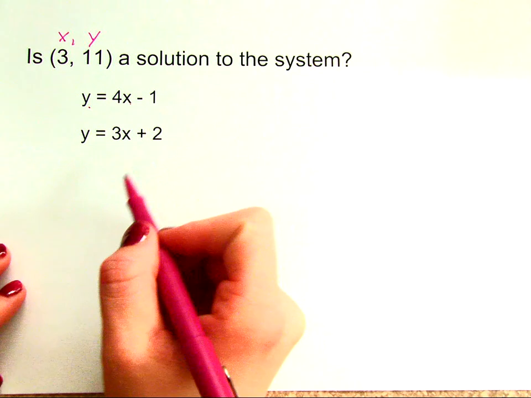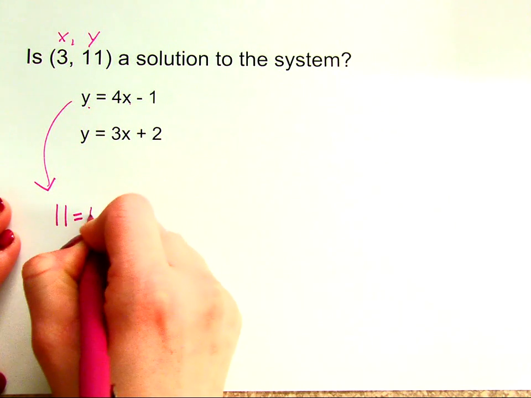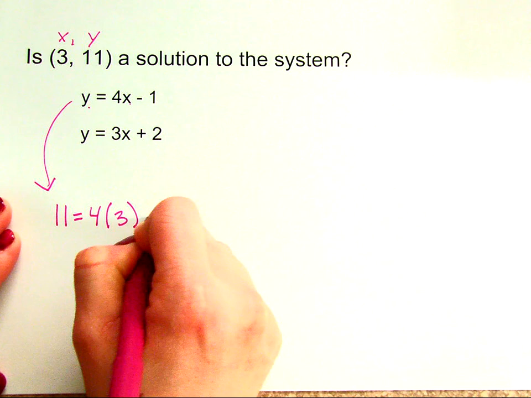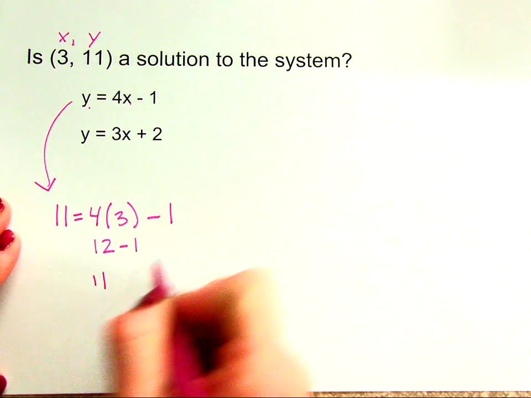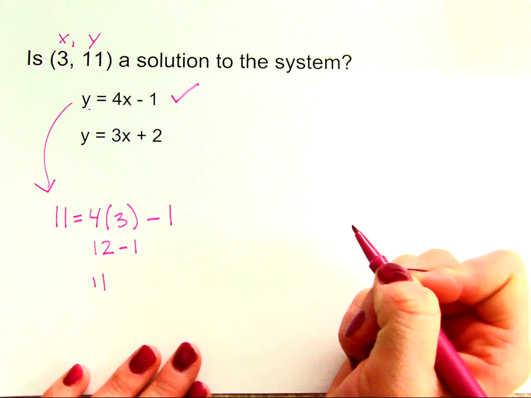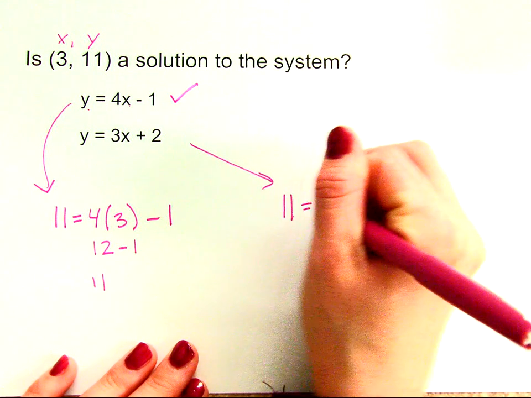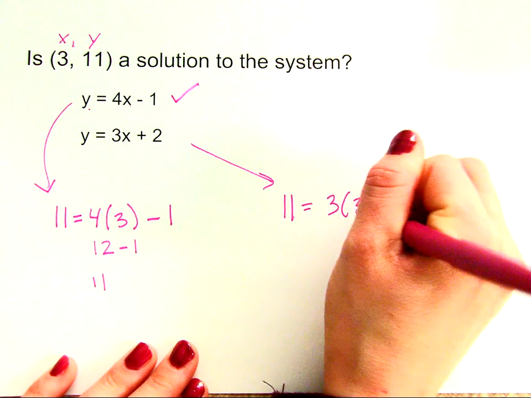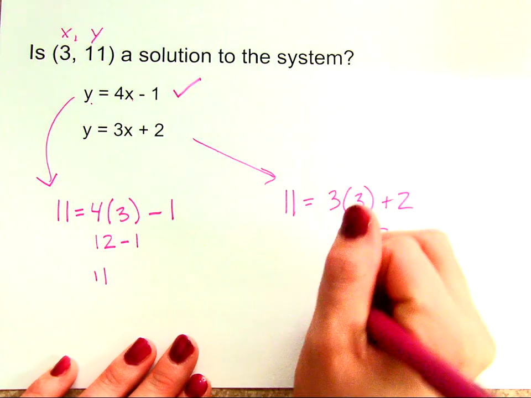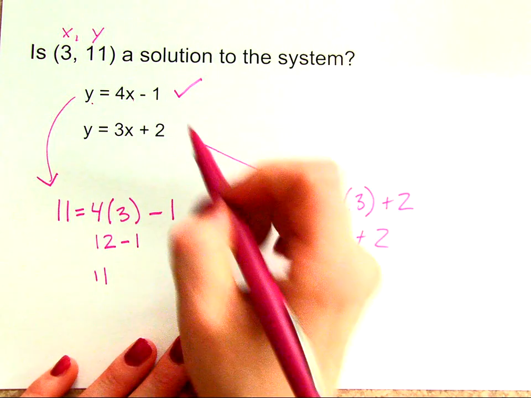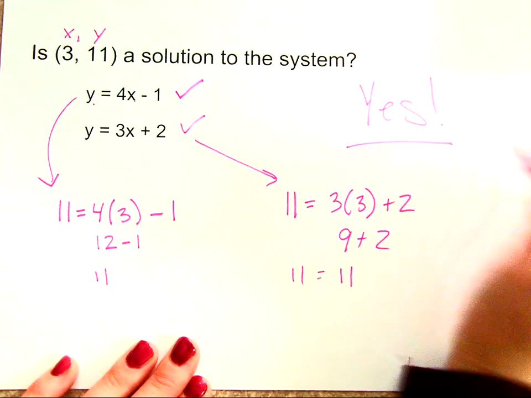So if I bring this first one down here, y is equal to 4 times x, subtract 1. So this is 12 subtract 1, which is 11. So first equation works. So check my second one. 11 is equal to 3 times 3 plus 2. 9 plus 2, which is 11. 11 does equal 11. So is this a solution? Yes, it works in both equations.